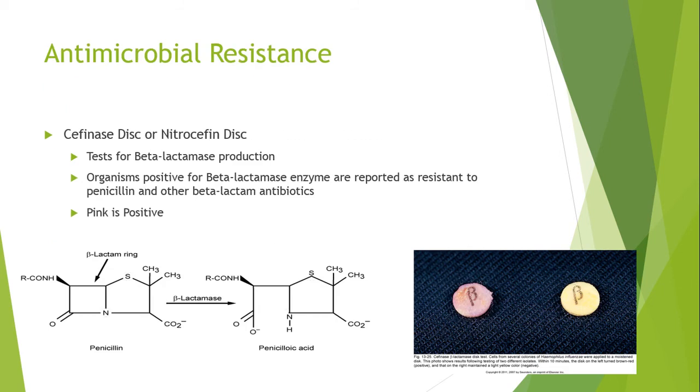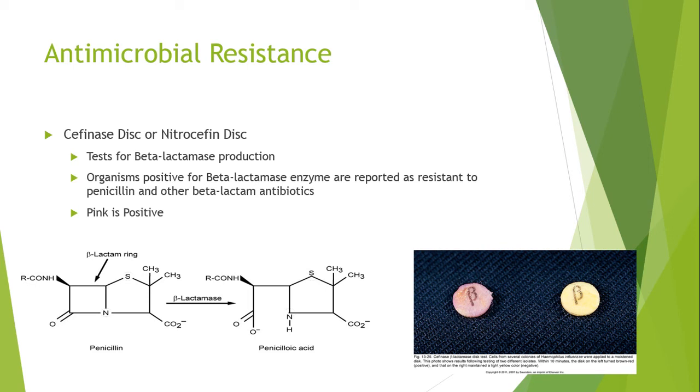And then finally, antimicrobial resistance. We're not going to talk about a lot of things here. This is the only thing we're going to talk about, but is the nitrocefin disc or cefinase disc for beta-lactamase production. So we smear a little bit of the colony on this disc, and if it turns pink, it means that the organism produces beta-lactamase.